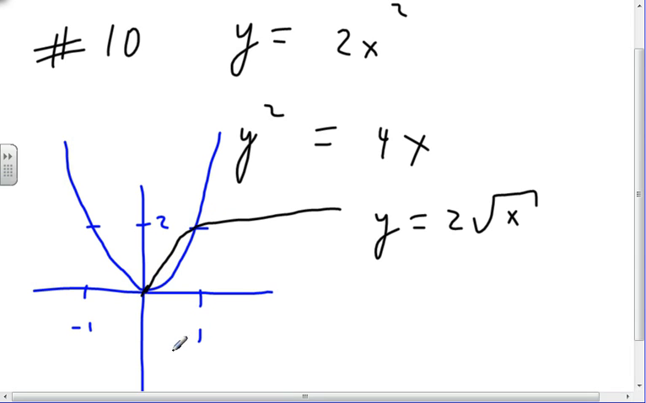And it looks like that. When x is 0, y is 0. When x is 1, y is 2. So we're looking at that area there.